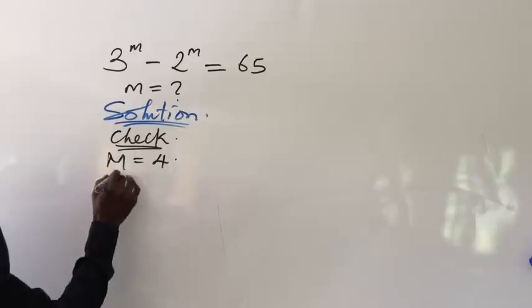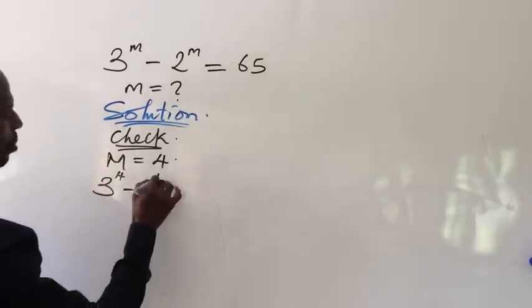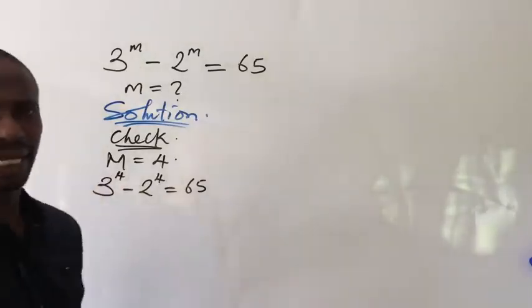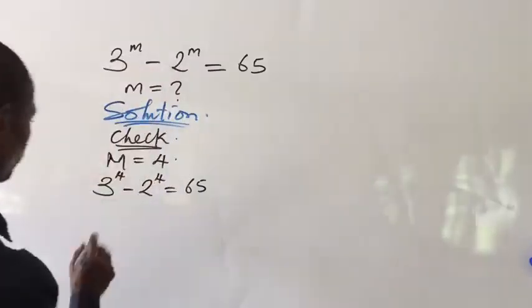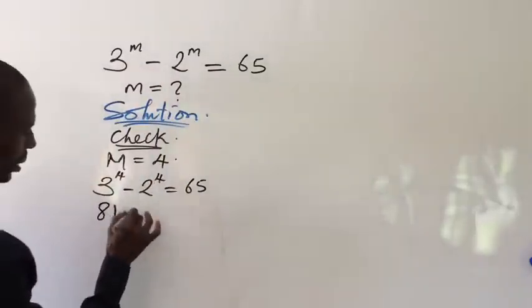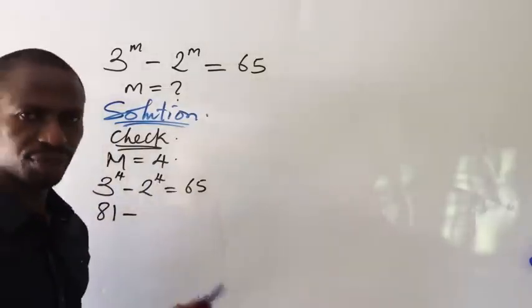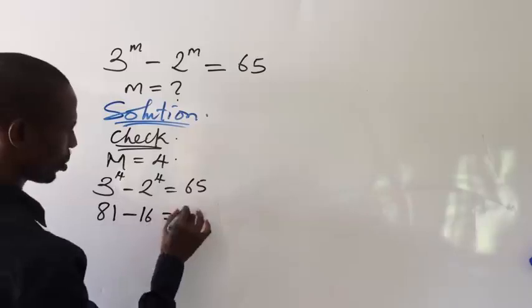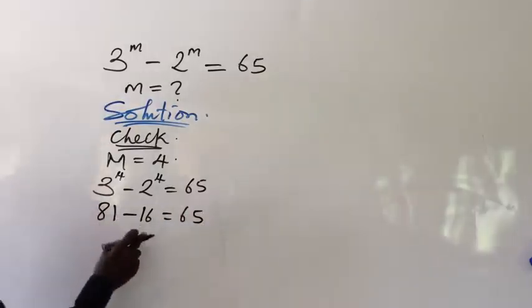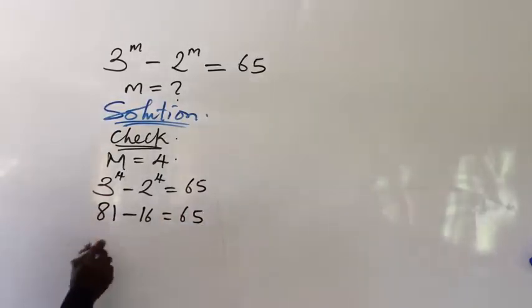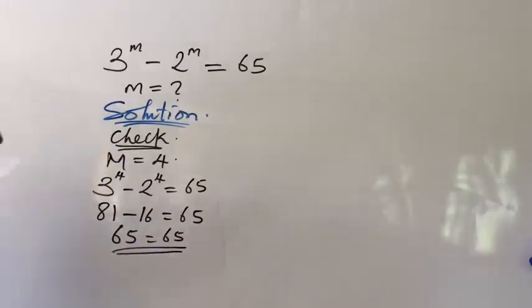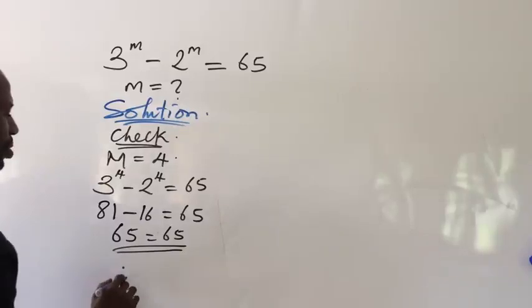So this will give us 3 to the power of 4 minus 2 to the power of 4 equal to 65. What is 3 to the power of 4? That is 3 times 3 times 3 times 3, and that will give us 81. Then minus 2 to the power of 4 means 2 times 2 times 2 times 2, that will give us 16. Equal to 65. Then 16 from 81 will give us 65, which is equal to 65.